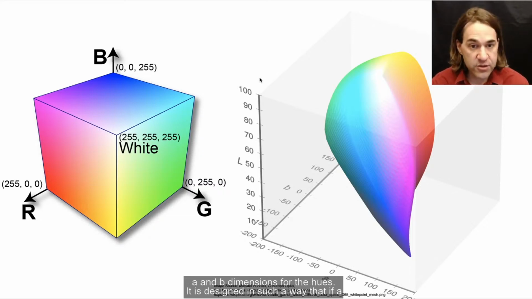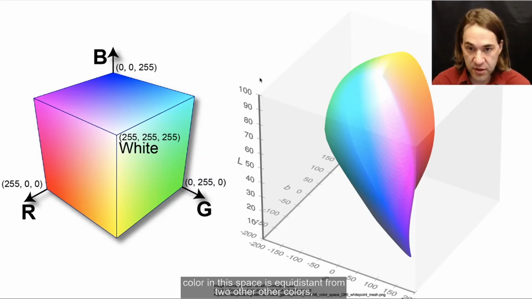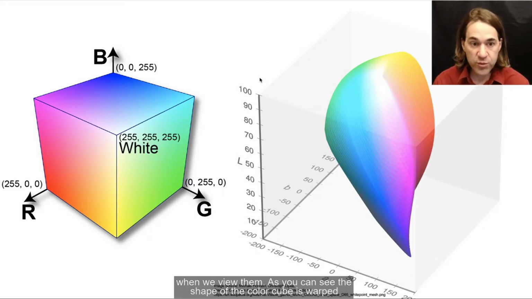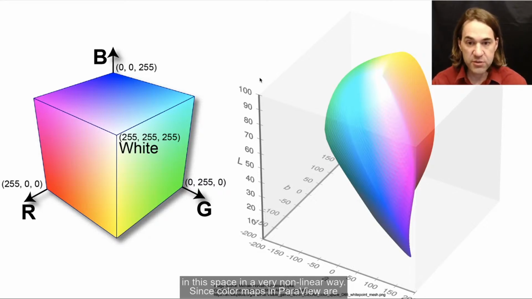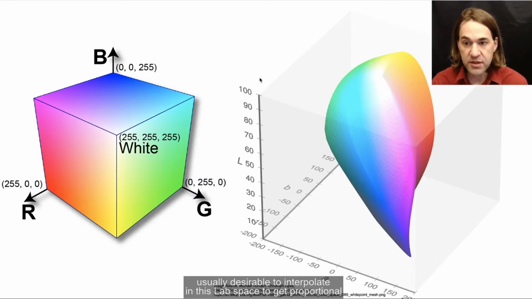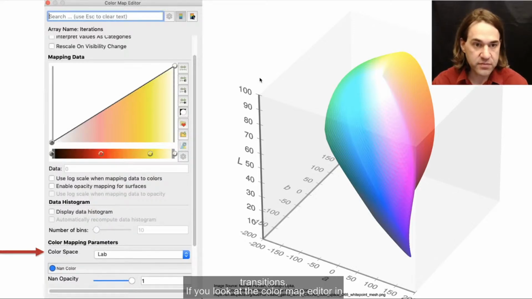It is designed in such a way that if a color in this space is equidistant from 2 other colors, then the difference between the pairs of colors will seem the same when we view them. As you can see, the shape of the color cube is warped in this space in a very nonlinear way. Since color maps in Paraview are defined by interpolating space between sparse control points, it is usually desirable to interpolate in this LAB space to get proportional transitions.